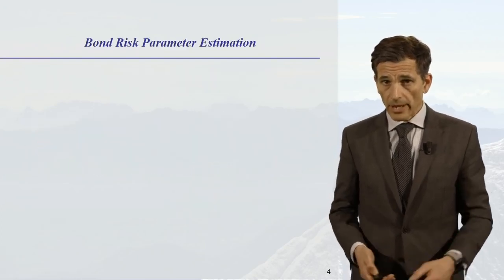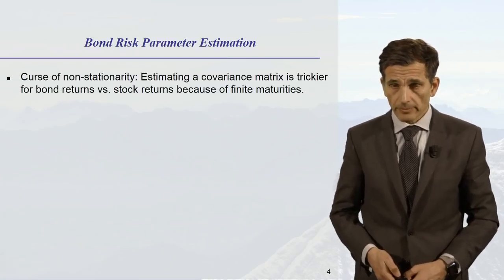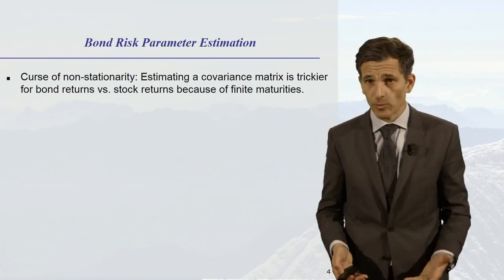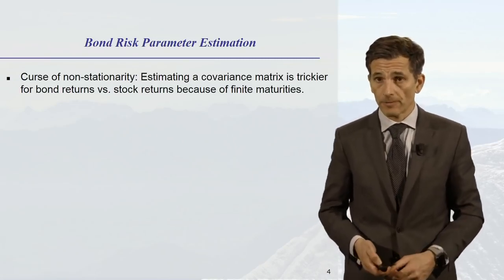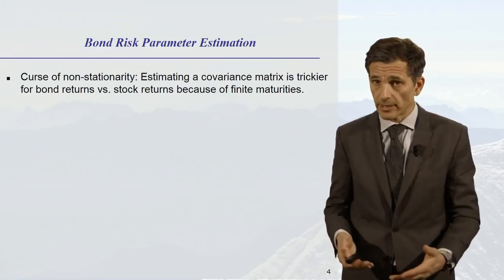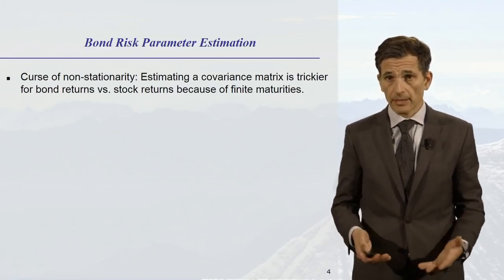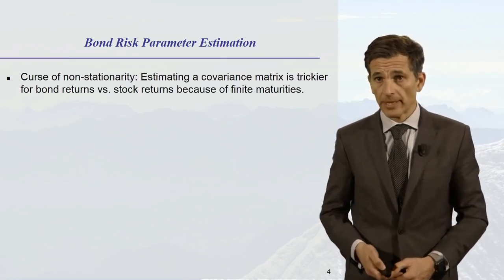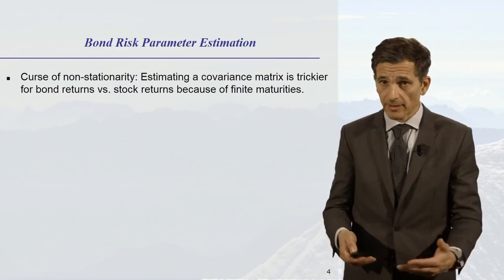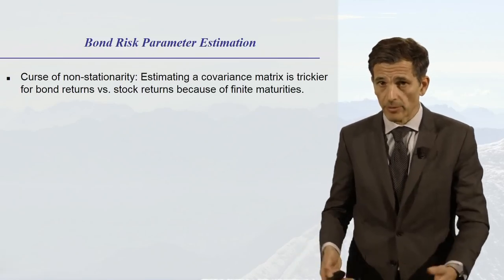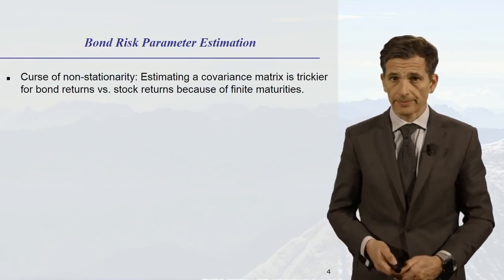Okay, let's start with the challenge related to estimating risk parameters. Well, there are two problems, as always, when estimating a covariance matrix. The first problem, we call that the curse of non-stationarity, the fact that these parameters are time-varying. And the second challenge is what we call the curse of dimensionality, the fact that these parameters are not only many, but also that they are changing over time. That makes it even more complex. Okay, let's start with the curse of non-stationarity.